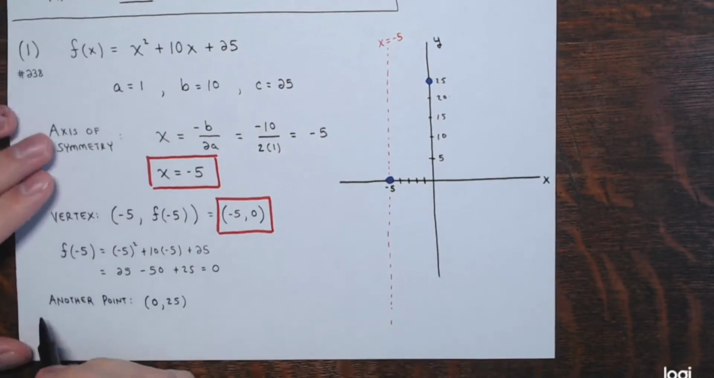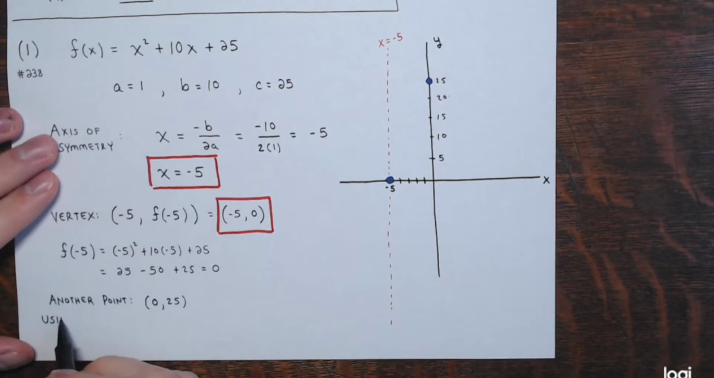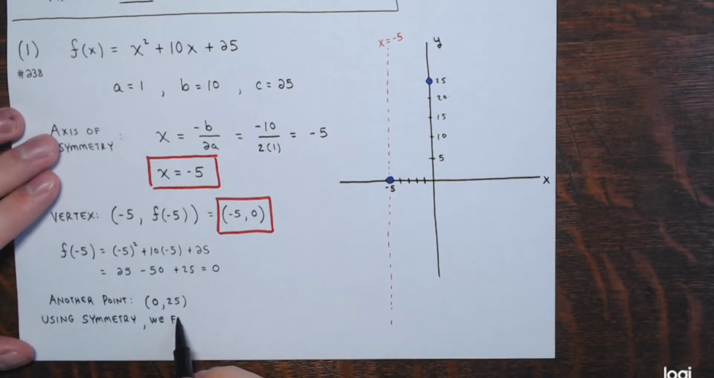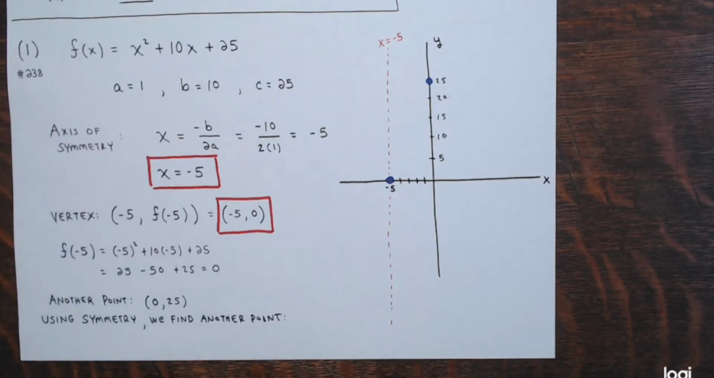And then using the symmetry, we find another point on the parabola, a point on the other side of the axis of symmetry. So look how that would be done.